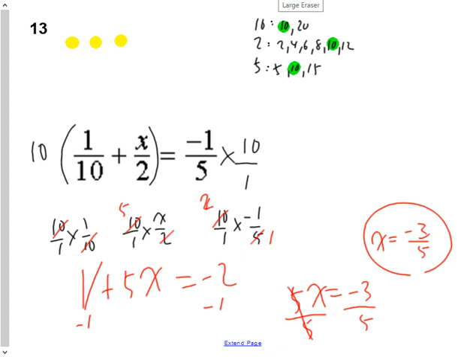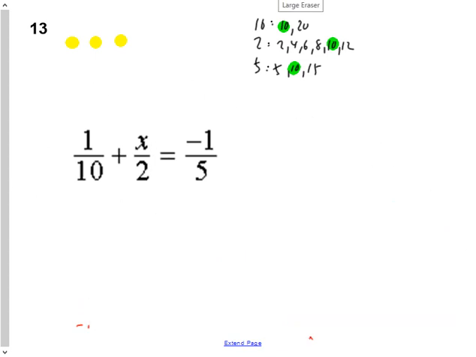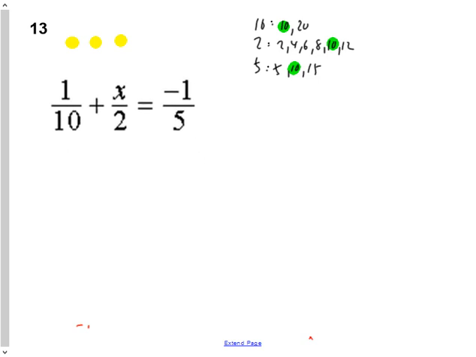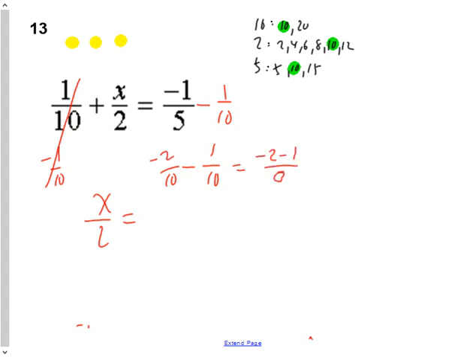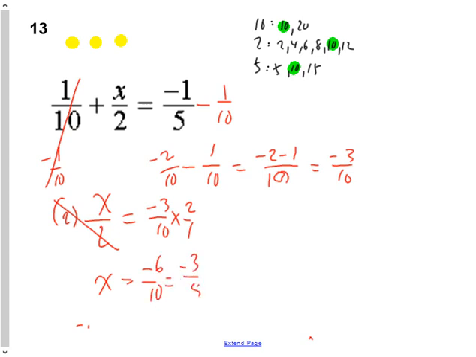Now, alternatively, if you want to watch the next part, I can show you how to do it without multiplying both sides, or you can just fast forward to the next question. So I could subtract a tenth from both sides if I wanted. That works. I get half of x is equal to, common denominator is 10, negative 2 tenths. Negative 2 take away 1 over 10 is negative 3 over 10. That's fine. Multiply by 2 and multiply by 2. You get x is isolated equals negative 6 over 10, or in lowest terms, negative 3/5.